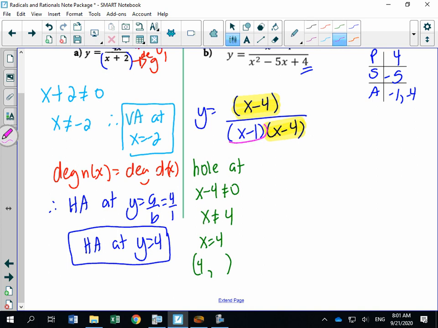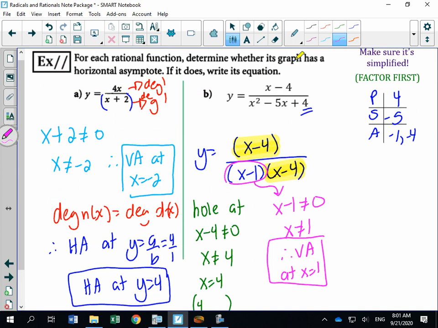Down here, this accounts for the vertical asymptote. So x minus 1 cannot be equal to 0. X cannot be equal to 1. Therefore, we have a vertical asymptote at x is equal to 1. So I've got a hole at 4, a point of discontinuity. I have a vertical asymptote at 1. And now I need to figure out my horizontal asymptote. So my horizontal asymptote, I could look at it in one of two ways. I could look at the original function. So I could say, okay, this is a degree 1, and this is a degree 2.